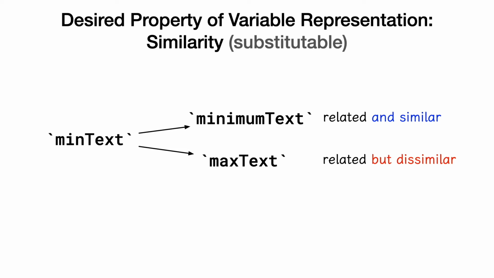On the other hand, min text and max text are related, but they are not similar. It is not okay to rename min text to max text without modifying the other part of the code or the meaning of the code. We can already see here that similarity is very important. Say you are in an application like refactoring or suggesting similar variable names, you want to suggest these names based on similarity instead of relatedness. You don't want to suggest people to rename their min text to max text.